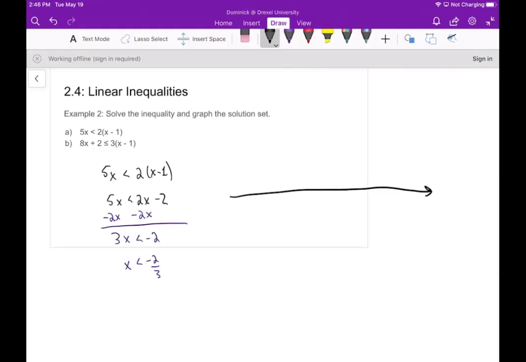So now here, since we don't have our equal sign, if 0 is here, -1 is here, -2/3 is going to be somewhere about here. Since I'm not including it, I use an open circle this time for -2/3. And if I want numbers that are less than -2/3, I'm going to shade to the left this time. So that's our solution for part A.